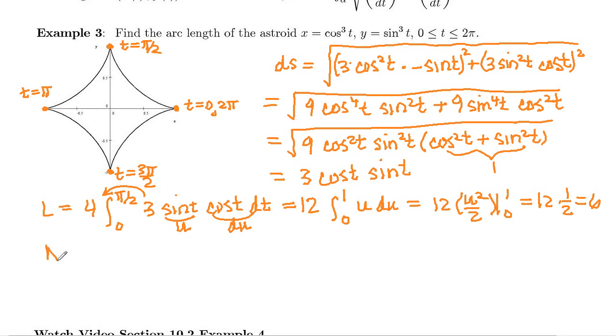Now, notice here, counterclockwise is our increasing t here. Note that if you were to do the integral from 0 to 2 pi of the same thing, 3 sine t cosine t, so if you did not use symmetry, you would actually get 0.